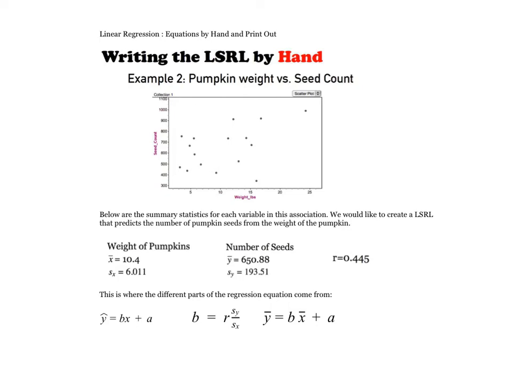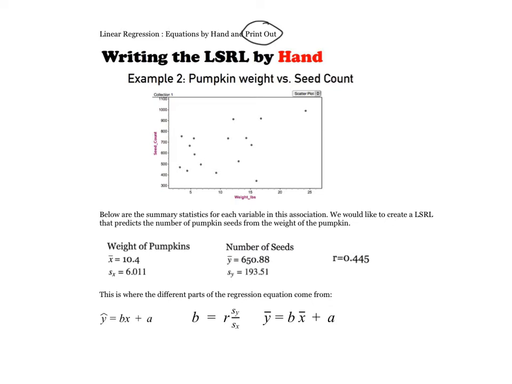Hello AP Stat students. Today we're going to learn about writing a least squares regression line equation by hand, not using your calculator, and how to read a printout of linear regression information in order to find your least squares regression line as well. On the AP exam, many times you'll actually get a computer printout of the necessary information so that you can find the least squares regression line equation. So we'll learn how to do that today.